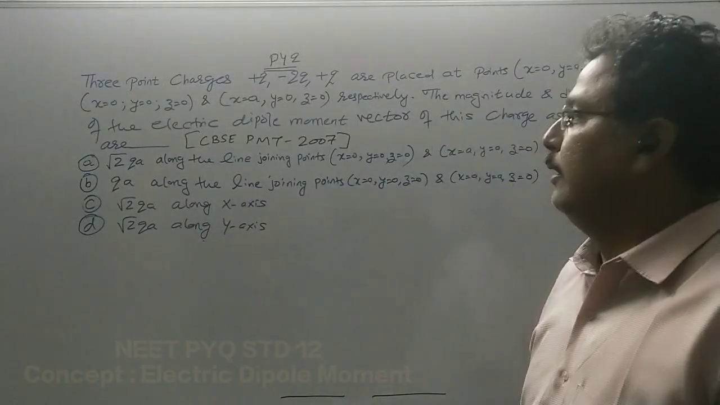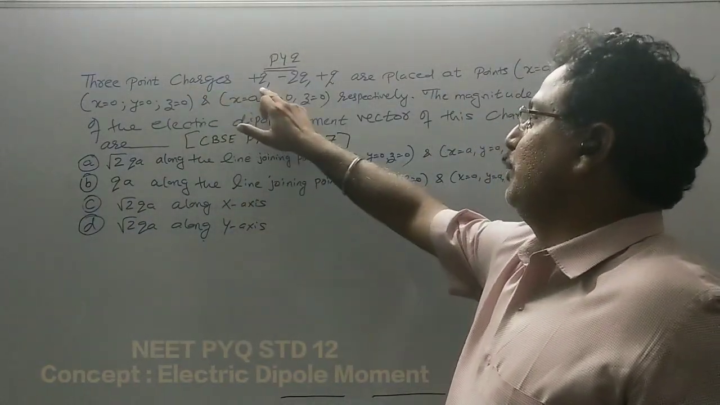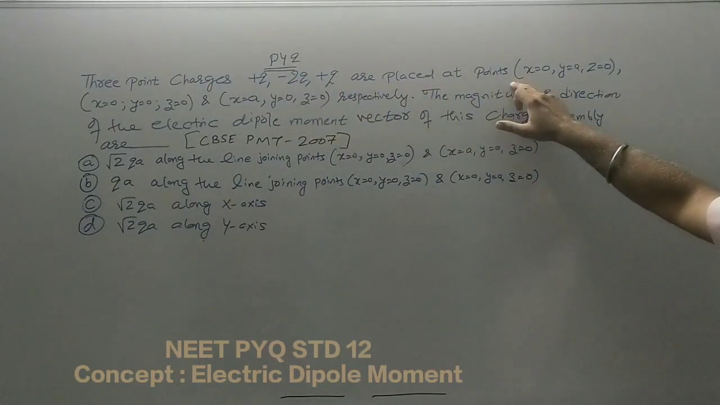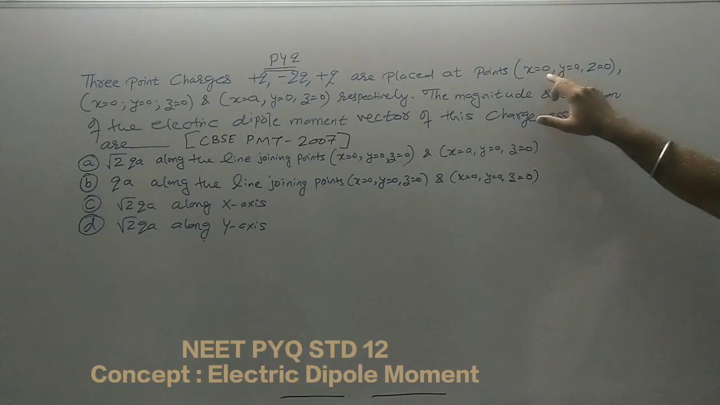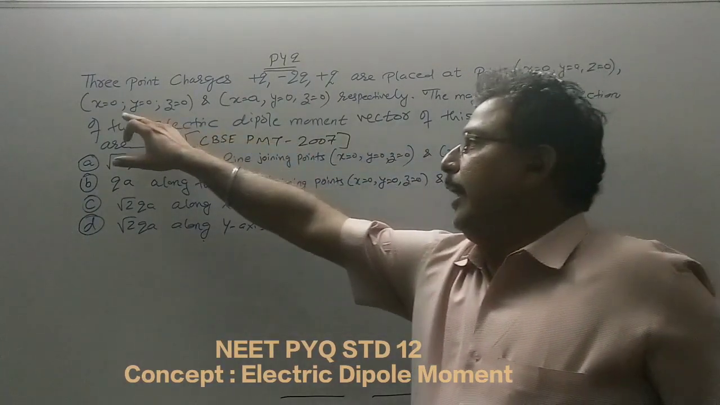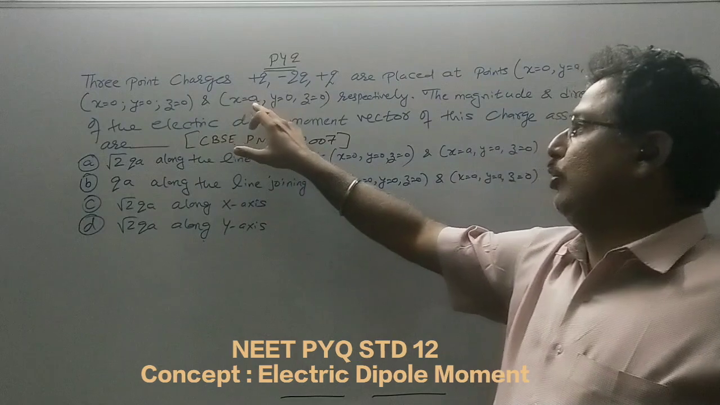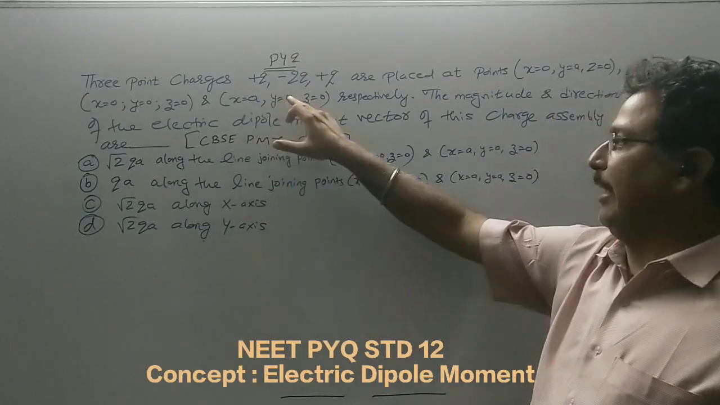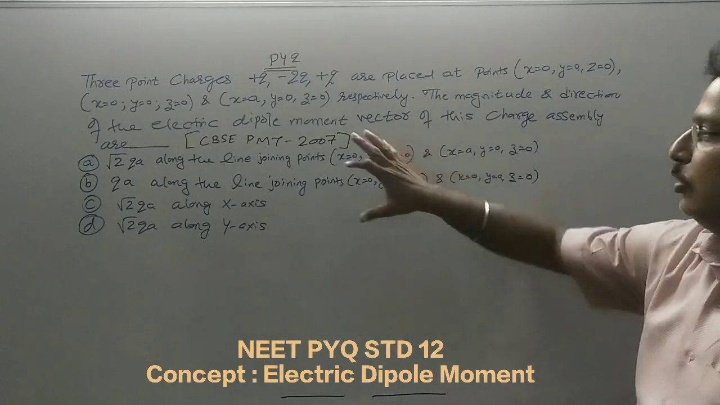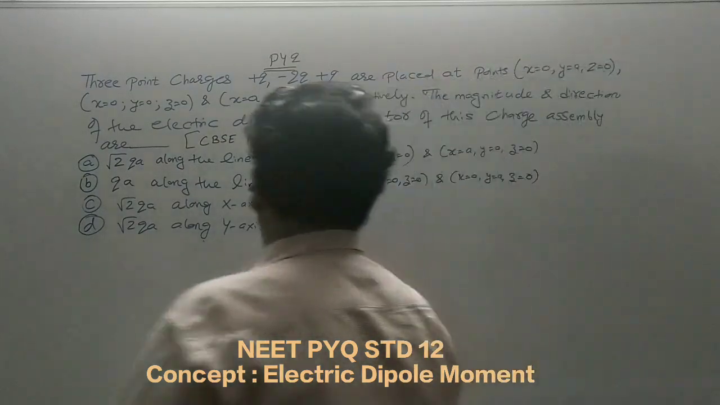Today's question: three point charges +q, -2q, and +q are placed at the points with coordinates given: (0, a, 0), (0, 0, 0), and (a, 0, 0) respectively. Coordinates of the three charges are given.